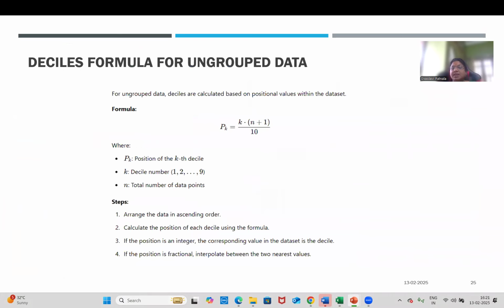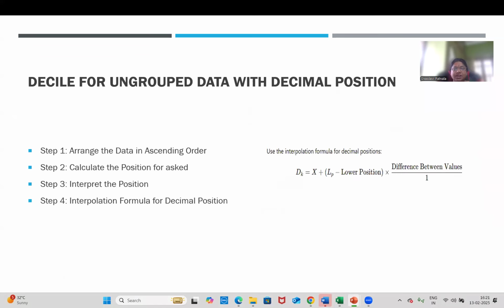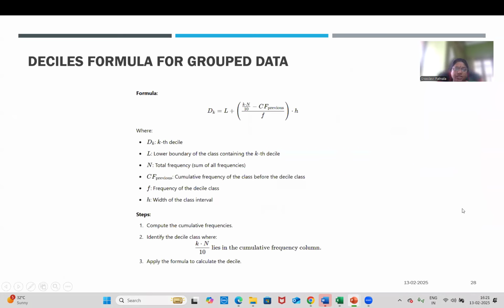It remains the same. The formula is K into N plus 1 by 10, and if you are dividing at the 50th percent, your value will become D5. Similarly, if it is an integer value, fine. If it is a decimal value, you have a different formula for interpolation, which you have to use whenever you have a decimal value.